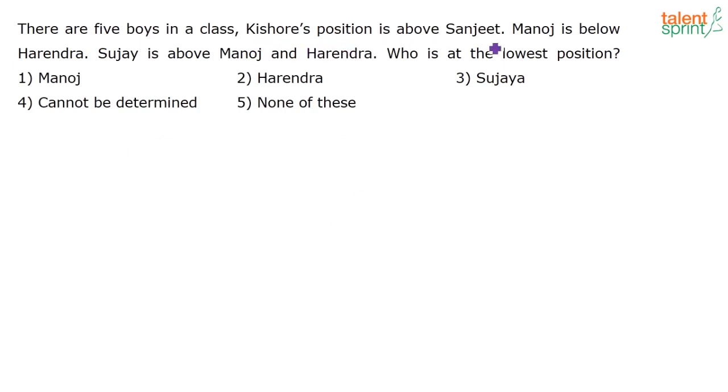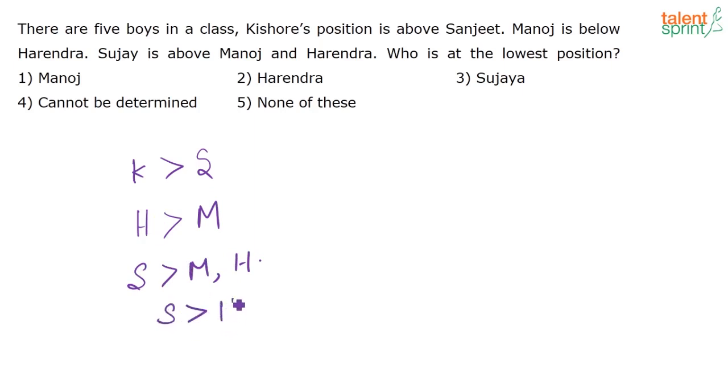So now they are given positions. Kishore's position is above Sanjeet. So I am just writing Kishore is above Sanjeet, putting a greater than symbol. Manoj is below Harindra. I am trying to use the same symbol throughout so that it's easier for me to collate and write in the end. Manoj is below Harindra, or I can say Harindra is going to be above Manoj. Sujay is above Manoj and Harindra. But what do I know? I know Harindra is above Manoj. So what can I say? I can say Sujay is above Harindra and Harindra is above Manoj. So I have got this.